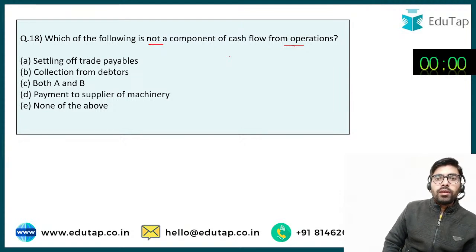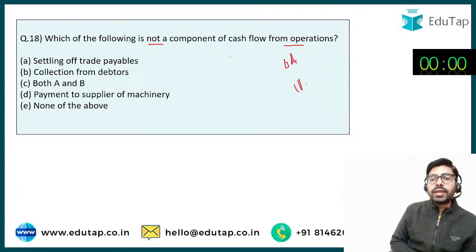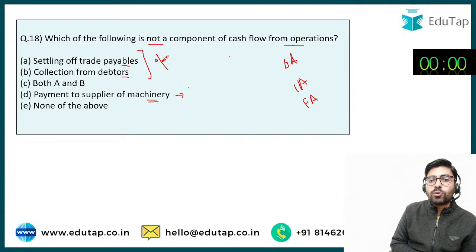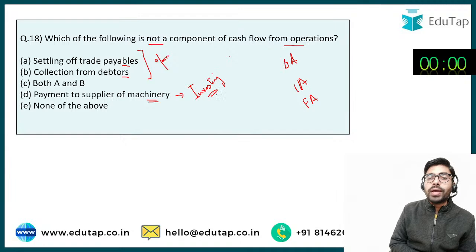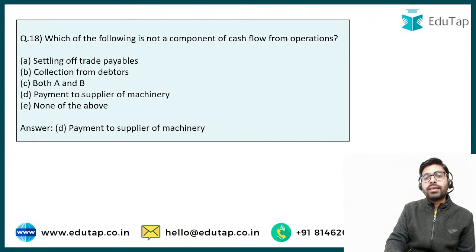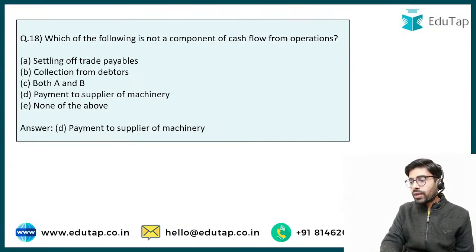Which of the following is not a component of cash flow from operation? So I've already told you guys that we have three main components in cash flow statement: operating activity, investing activity, and financing activity. Okay, now your trade payables and debtors, they are basically related to your normal operations. But if you are paying to supplier for machinery, this is not going to be operating activity, this is going to be an investing activity. Okay, you are investing in a machinery, this is going to be an investing activity. So that's why answer is going to be option number D, and you guys have answered this one correctly. All of you have answered this one correctly.